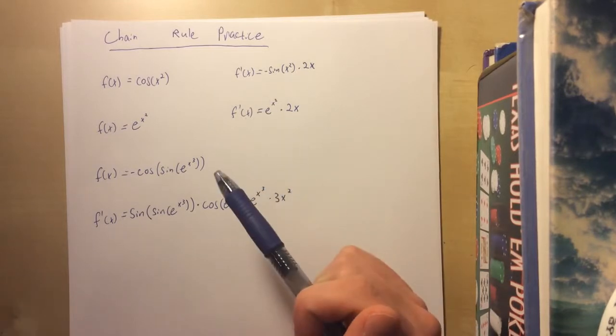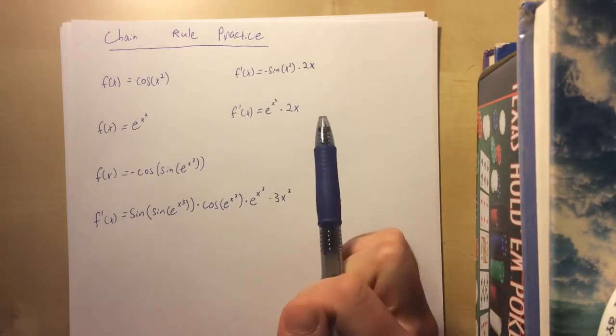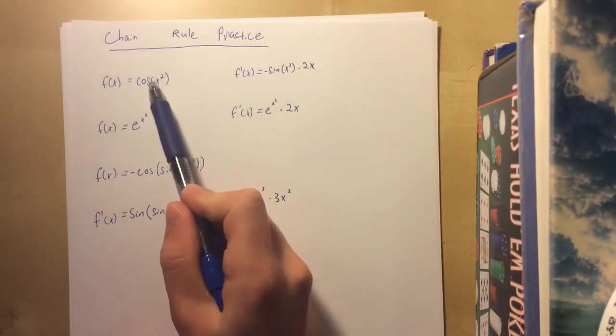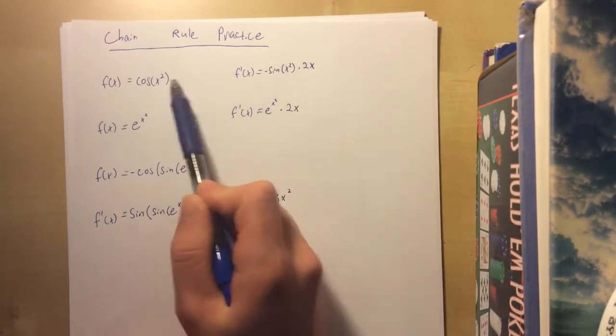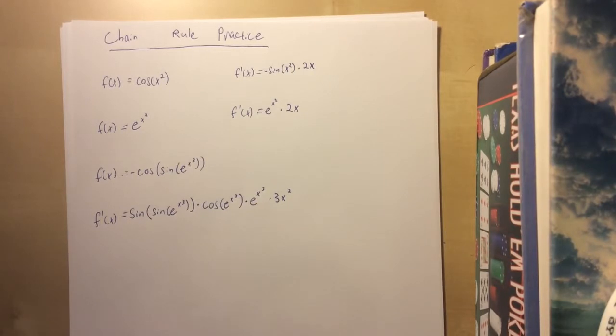But just remember, nothing really happens to this x squared when we're taking the derivative of cosine. We're just multiplying it by the derivative. And that's the chain rule. And you really want to make sure you have a good grip on this, because it's going to help you a lot.